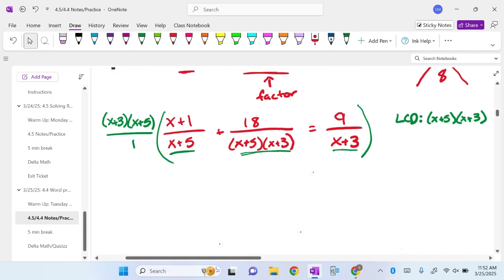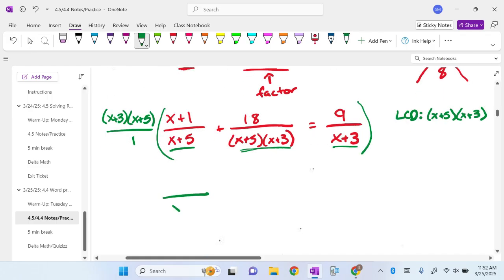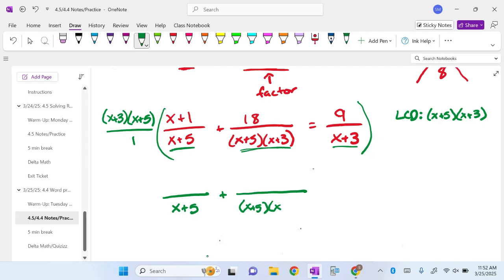So I'm going to rewrite all of my denominators. So x plus 5 plus x plus 5 over x plus 3 is equal to x plus 3. And then I'm going to distribute all of these. So if I rewrite the first fraction with all three of those factors, what would it be? How would I write it? And you don't have to box it or anything yet. What would it look like?